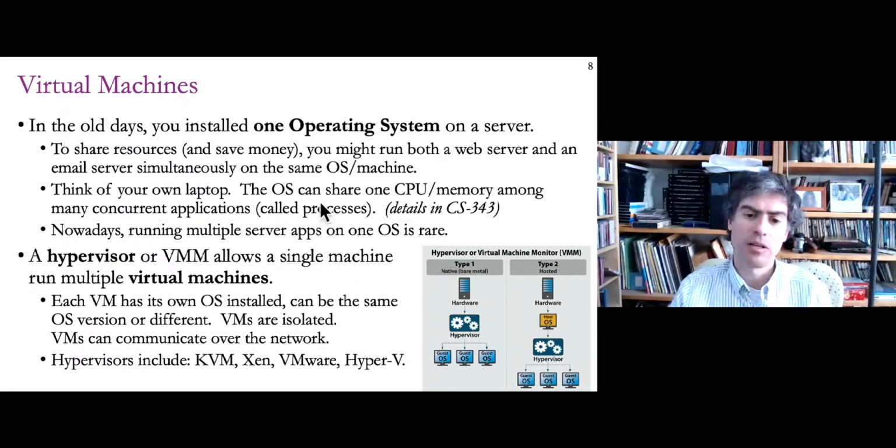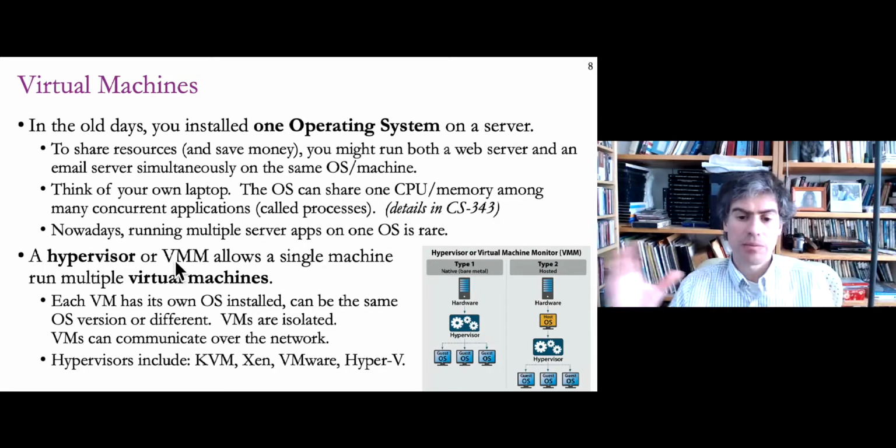Instead, what we do typically is instead of sharing a machine's resources by having the operating system share them among processes, we have a hypervisor share a physical machine's resources among several virtual machines. So a hypervisor is to virtual machines what an operating system is to processes. It's a resource manager that splits up a machine to allow many OSs to run.